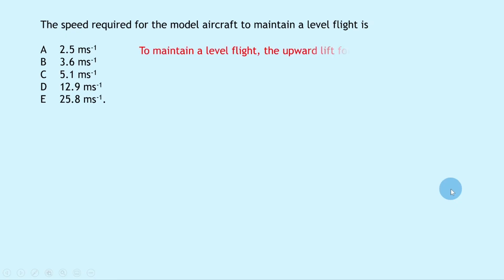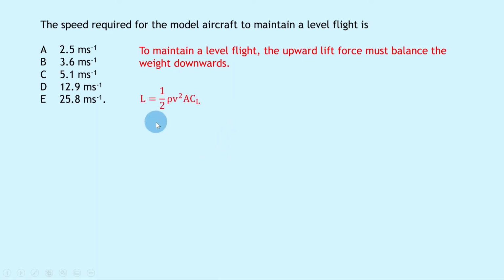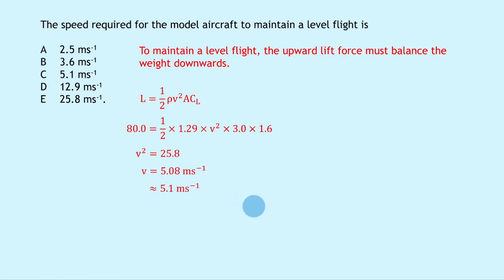And we need to firstly realise that to maintain a level flight, the upward lift force must balance the weight downwards, so they must be balanced forces. So that means using this equation, L equals a half rho v squared ACL, we can say the upward lift force L is equal to the weight. So that is the 80.0 newtons, which equals a half times the density 1.29 times v squared times 3.0 for the area times 1.6. So simplifying both sides and rearranging for v squared, we get v squared equals 25.8, and then taking the square root of both sides gives us the answer 5.08 meters per second, which we can simply round up to about 5.1 meters per second, and you'll see that gives us the answer C here.